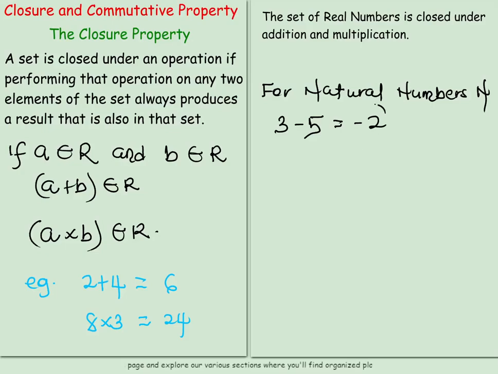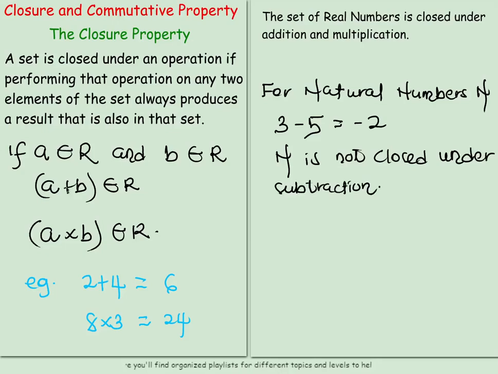You see? So since the answer we are getting when we are subtracting is not a natural number, then we'll say that the natural numbers N are not closed under subtraction. You might ask, what of addition? Are natural numbers closed under the operation addition? Yes, of course. And you can prove that based on the understanding you have now. So basically, this is what we call the closure property.